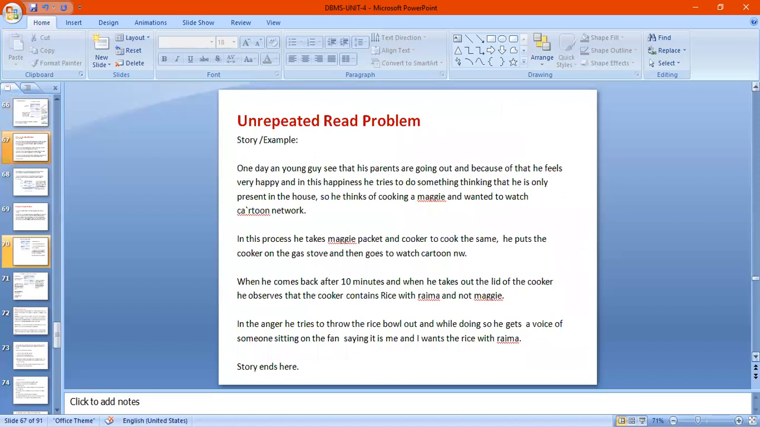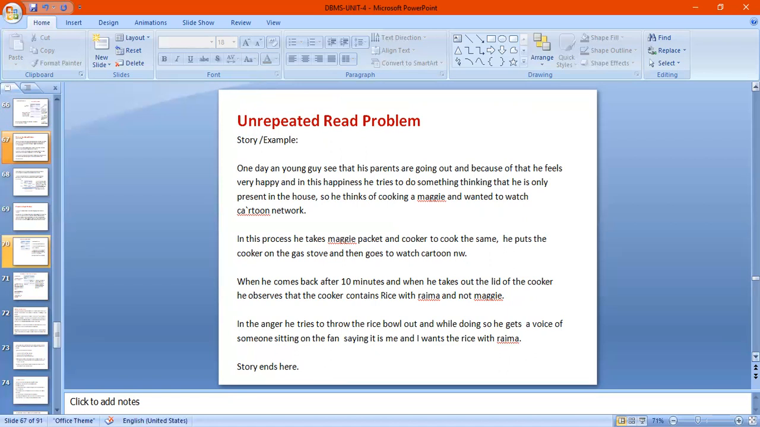Next, the unrepeatable read problem. Again, there is a story. One day, a young boy sees his parents going out, and because of that he feels very happy. In this happiness, he tries to do something, thinking that he is the only one present in the home. So he thinks of cooking Maggie and watching Cartoon Network.